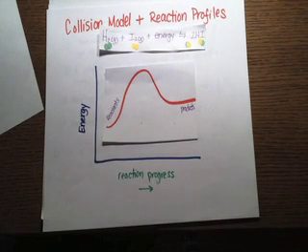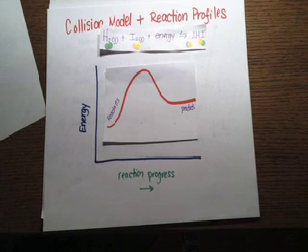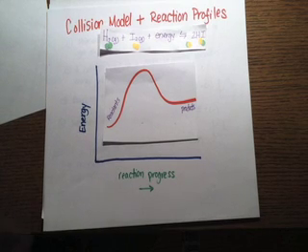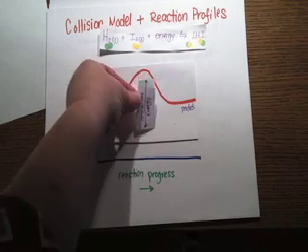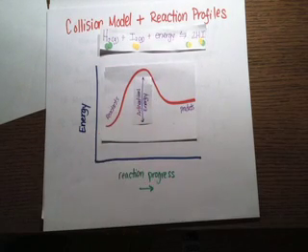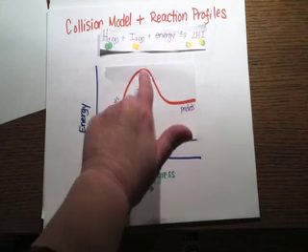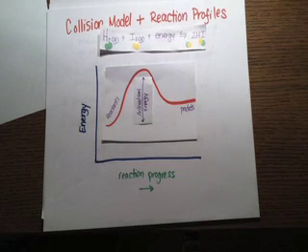That big hill is the amount of energy that has to be overcome for those reactants to turn into products. Every reaction has this, and it's called the activation energy. That's the amount of energy it takes to go from where your reactants start in energy to get to the very top of that hill. Every reaction has to get over that activation energy in order to form products.